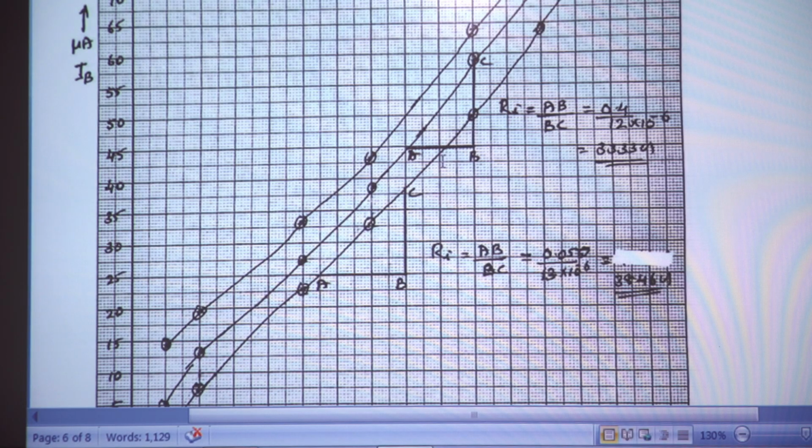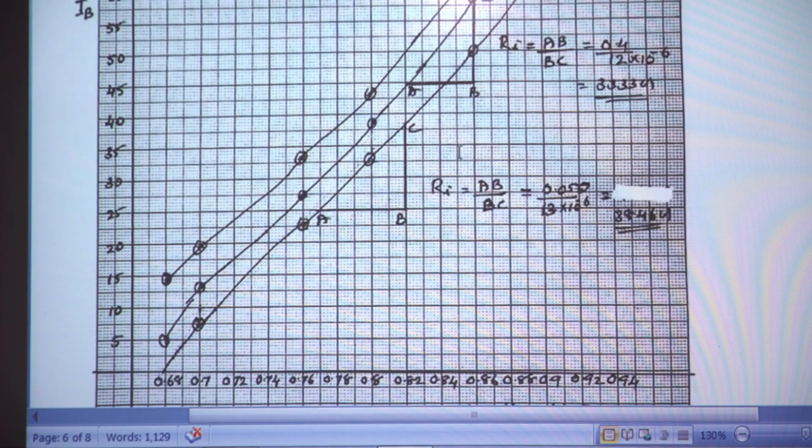Now from each curve we can find the value of the input resistance. Here input resistance is delta VBE divided by delta IB, that is AB by BC. Now AB by BC is determined here, and we obtain 3333 ohm. From another curve, the second curve, AB divided by BC is also calculated, and we obtain a value of 3848. So we find the mean of these two, which is taken as the input resistance.